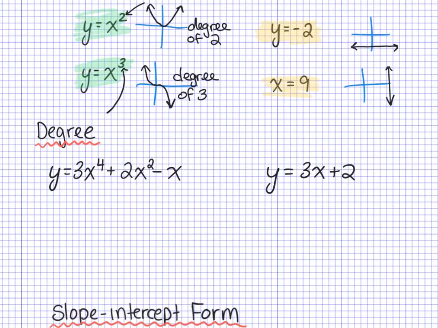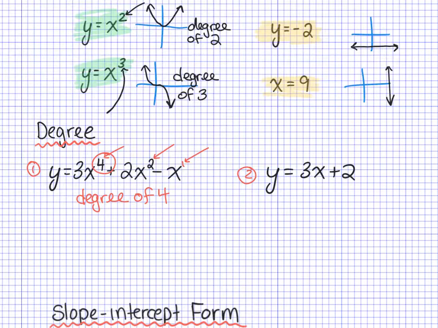Okay, take these 2 equations, for example. If we wanted to figure out the degree of equation number 1 here, this one has an exponent of 4, this one has an exponent of 2, and technically that one has an exponent of 1. You just look at the biggest exponent, and that's the degree. So this one is going to have a degree of 4.